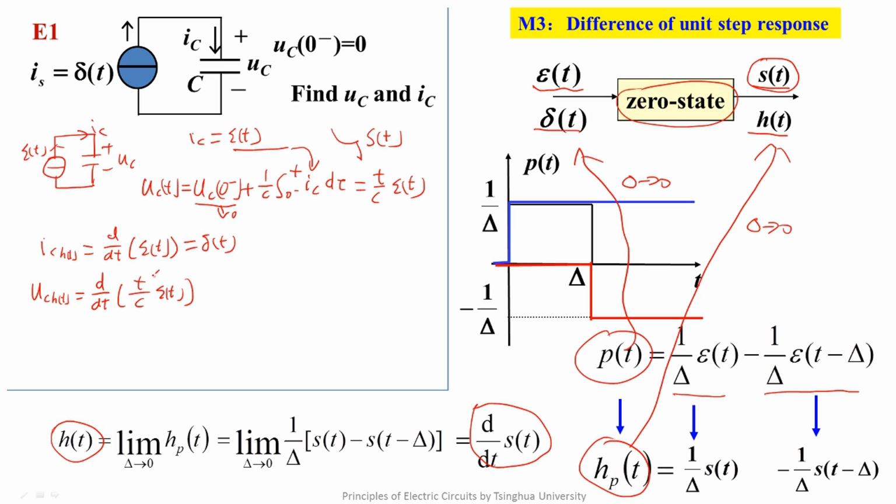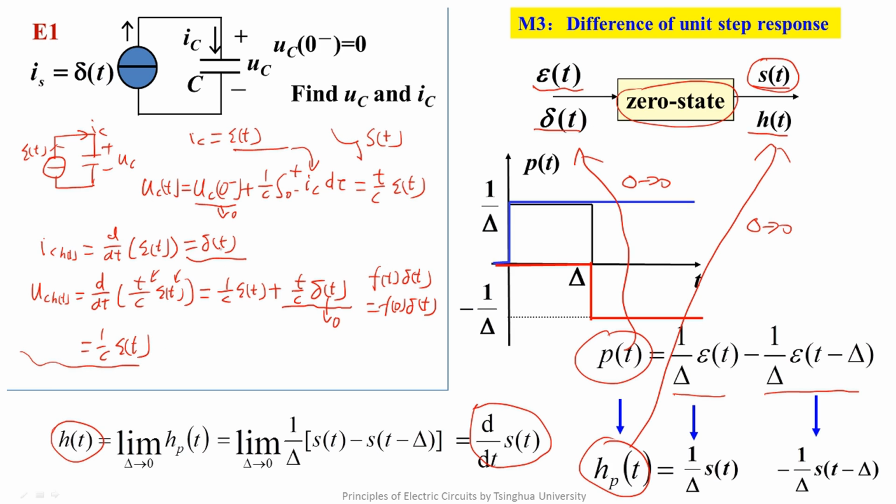You should notice that there are two terms with t, so we need to use the product derivative method. Then it can be written as the sum of two parts, 1 over C times epsilon(t) plus t over C times delta(t). This part is just f(t) times delta(t) we've discussed before. Do you remember what it equals? It equals f(0) times delta(t). The f(0) here is 0, so this part is 0. Then we know it equals 1 over C times epsilon(t). By comparing this result with the one on the previous page, you will find they are the same.